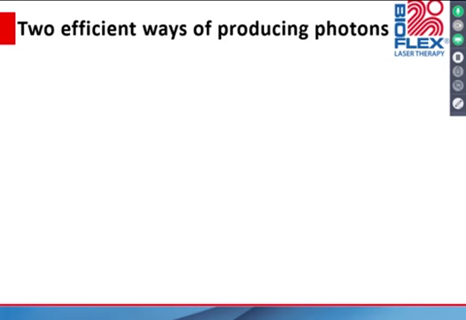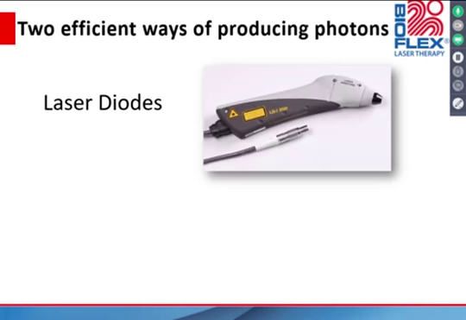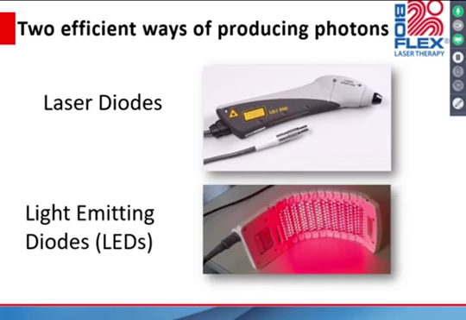Okay, so with respect to photobiomodulation, there are two efficient ways of producing photons of light that are going to cause an effect. Essentially, laser diodes and LEDs are the most common sources of light that are used. And of course, in our equipment, we combine the two of these.